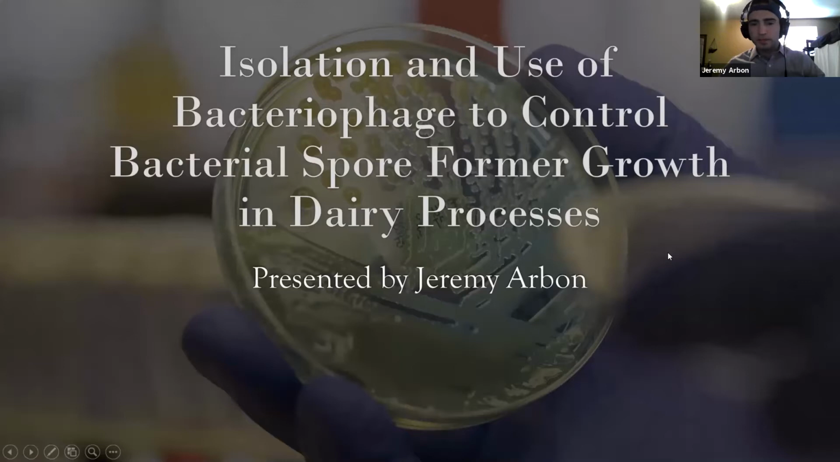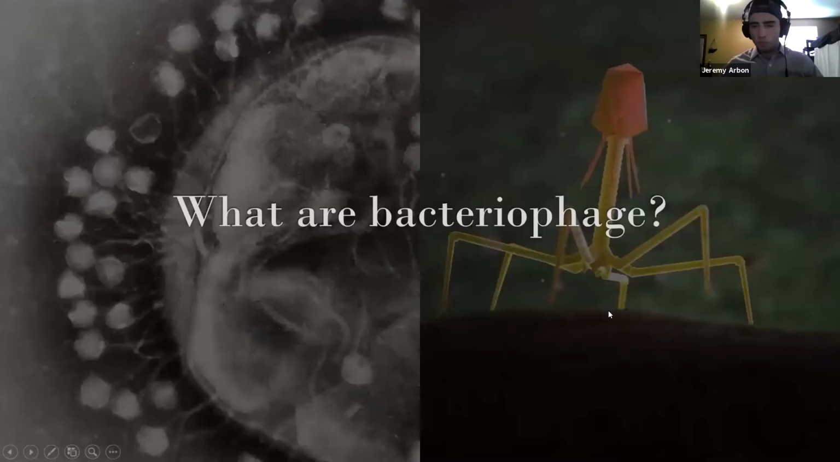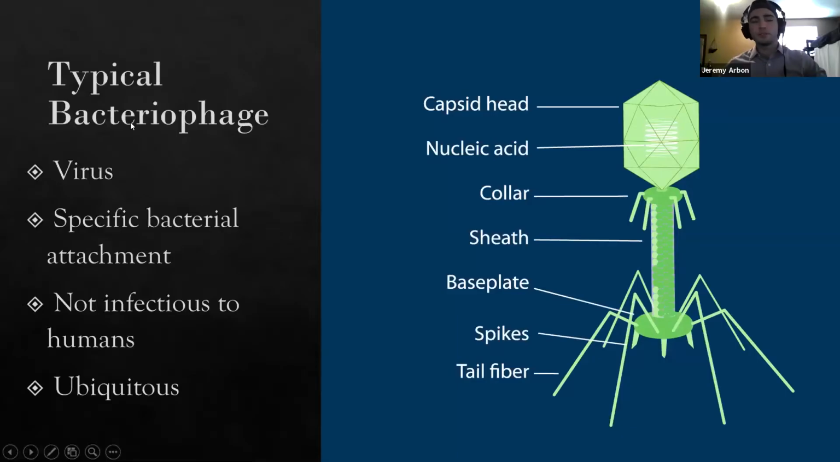To start off, I just want to talk a little bit about bacteriophage. What are they? I know that we're familiar with them, or maybe we've heard the term phage, especially if you're in cheese making. But just to give a little bit of an overview, a typical bacteriophage is a virus that has a specific bacterial attachment. It's not infectious to humans, and they are everywhere.